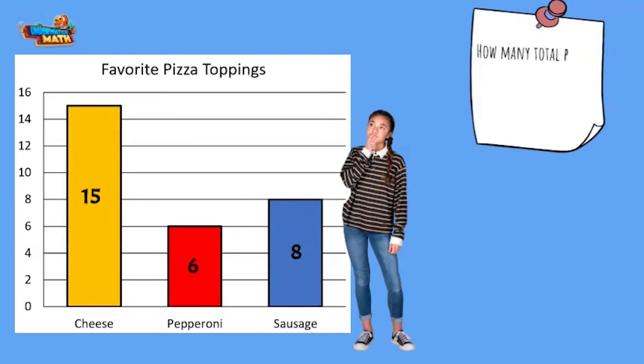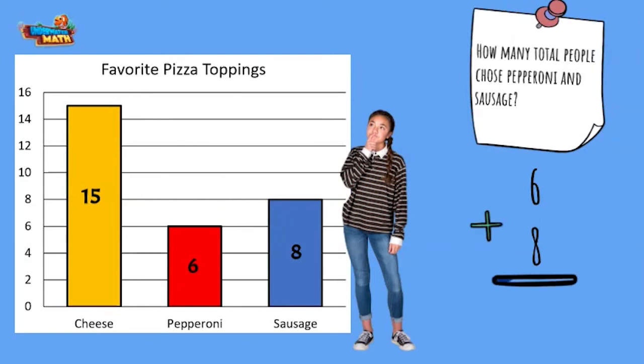Final question, how many total people liked pepperoni and sausage? I write the numbers down for pepperoni and sausage. 6 and 8. The question is asking for the total of these two numbers. I am putting them together or adding them. 6 plus 8 equals 14. 14 people chose pepperoni or sausage.